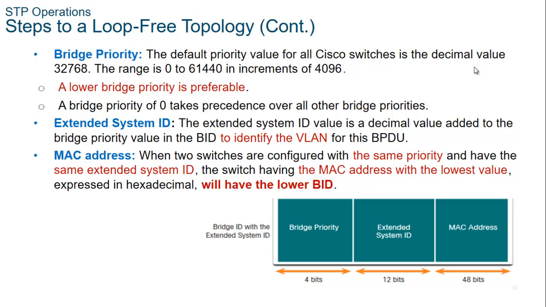MAC address is the physical address of every device. Now, when two switches are configured with the same priority and they have the same extended system ID, then the switch would look at the MAC address to identify which is the lower BID. The switch with the lowest MAC address value, expressed in hexadecimal, will have the lower BID. So this is roughly how the BID is set. We have the bridge priority, 4 bits, extended system ID, 12 bits, and the MAC address, 48 bits. All of these make the bridge ID.